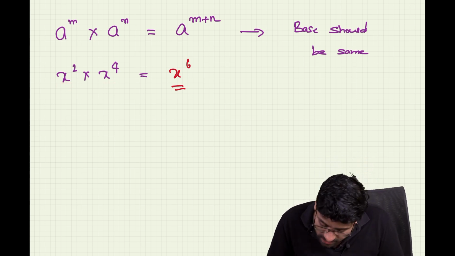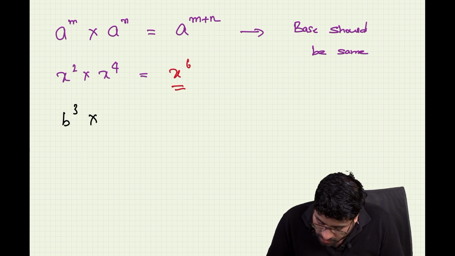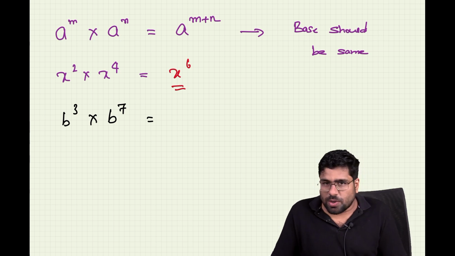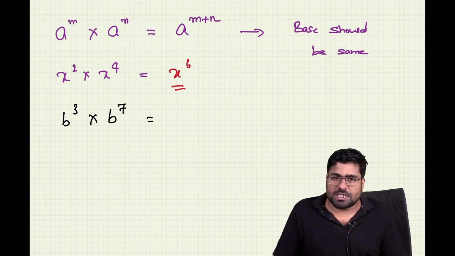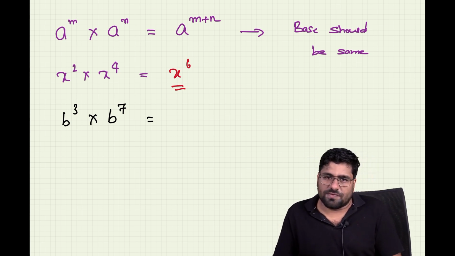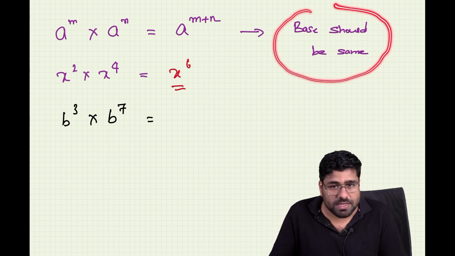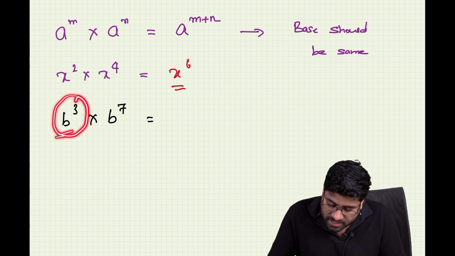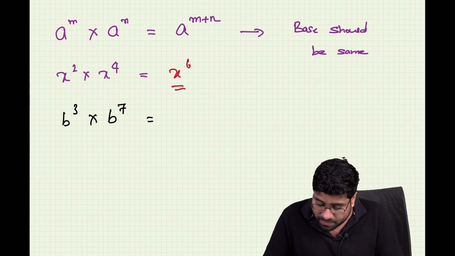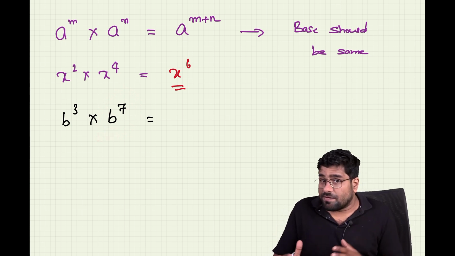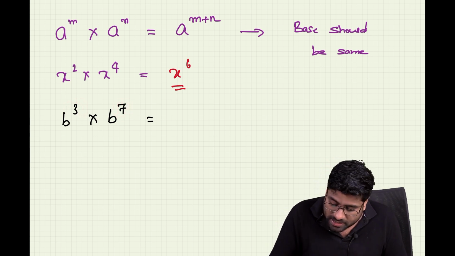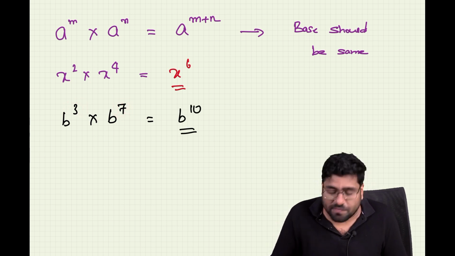The next question is b to the power of 3 into b to the power of 7. Let's look at how you can apply the concept of a raised to m into a raised to n is equal to a to the power of m plus n. For doing that, the base should be the same. What is the base in this case? The base happens to be the letter b, for both the numbers. So you can just add the exponents together and you will end up getting b to the power of 10.